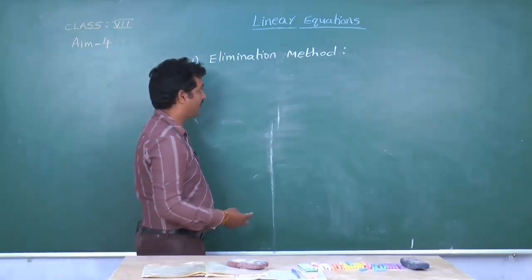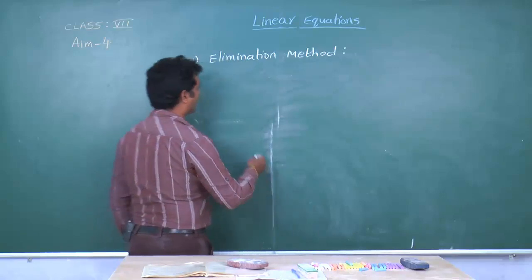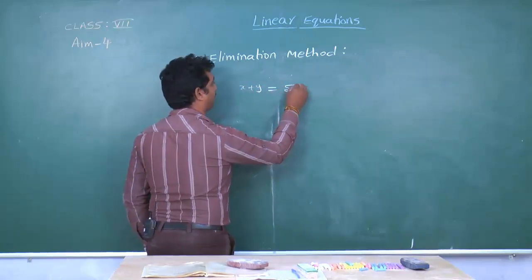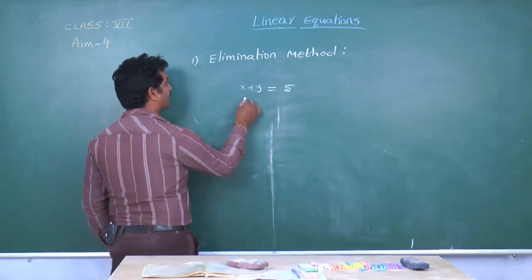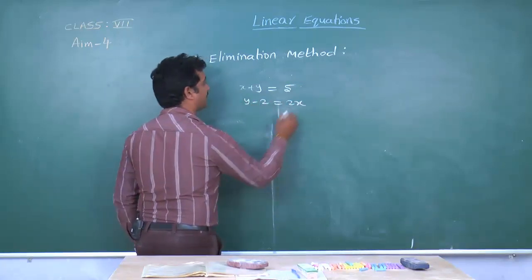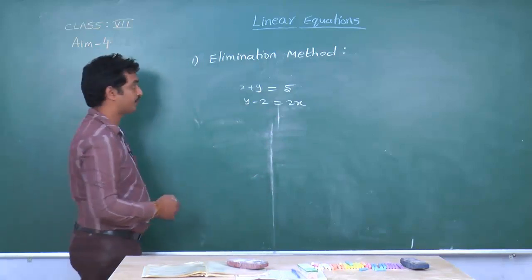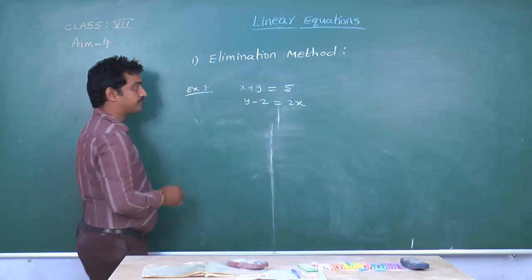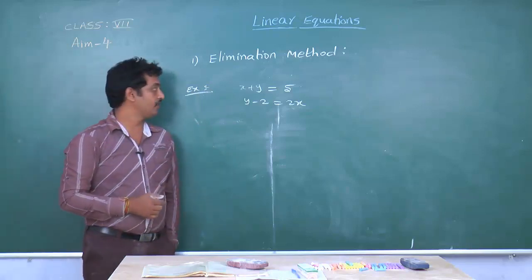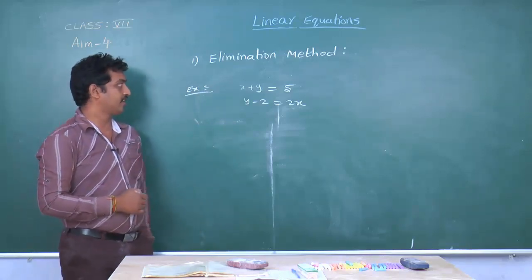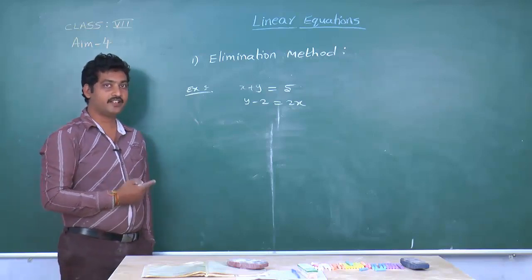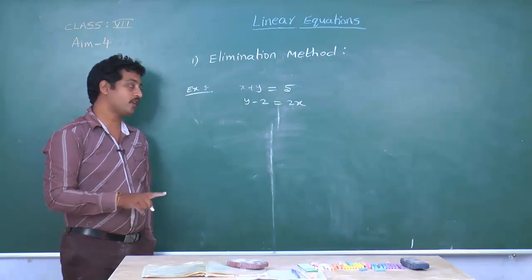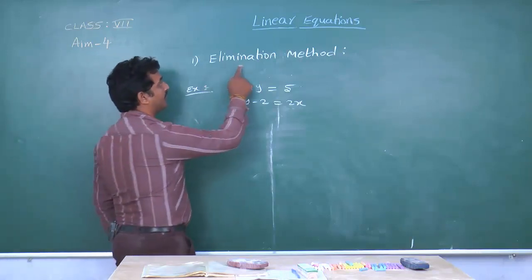Once again, I will take the same example: x plus y is equal to 5 and y minus 2 is equal to 2x. These two are the given equations. This is the example problem. Previously we did this problem using the substitution method. The same problem we are going to solve using the elimination method.